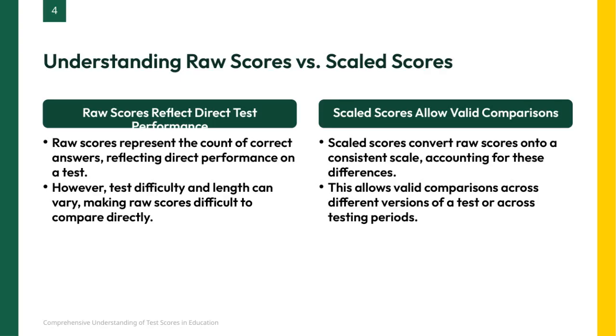When we talk about raw scores, we're referring to the straightforward count of how many questions were answered correctly on a test. This gives us a direct measure of performance. However, because tests can vary in difficulty and length, raw scores alone don't always give us a fair comparison between different versions or instances of a test. That's where scaled scores come in. Scaled scores adjust the raw scores to a common scale, taking those differences into account. This adjustment makes it possible to compare results accurately, whether it's across different test forms or over multiple testing periods. So, scaled scores provide a more reliable way to interpret and compare test performance.